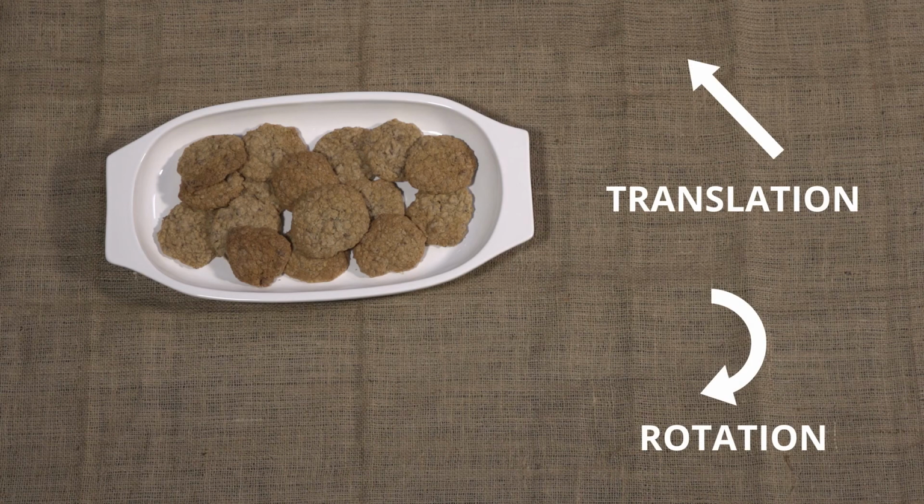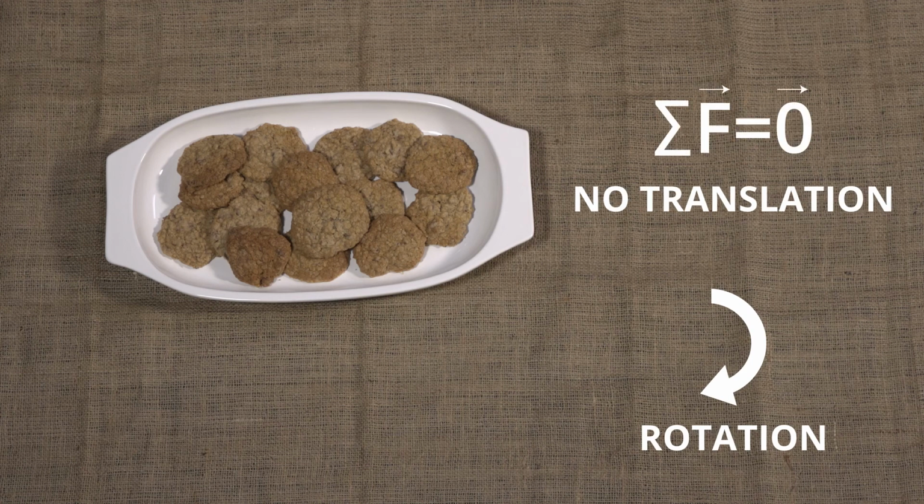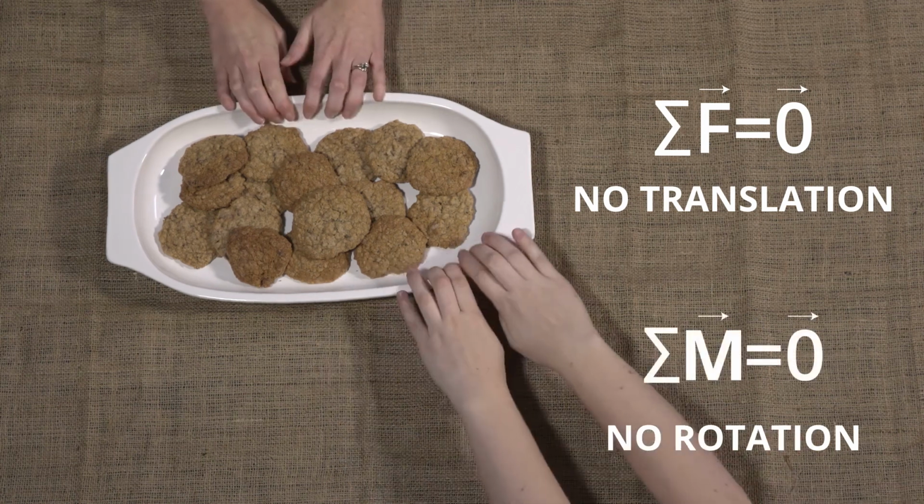For the cookie tray to be in equilibrium, the vector sum of the forces acting on it must be zero, and the sum of the moments that they produce must be zero.